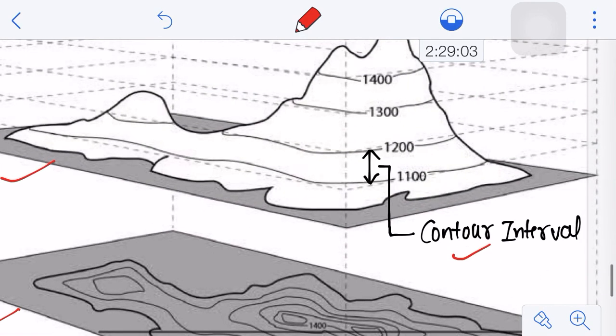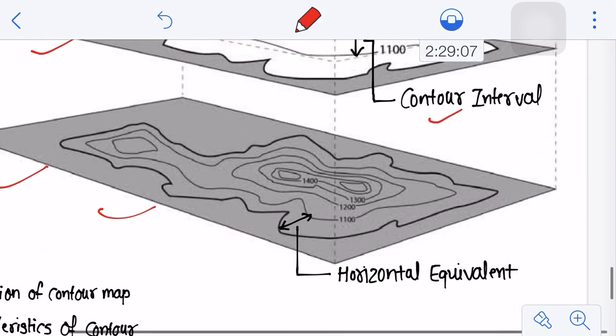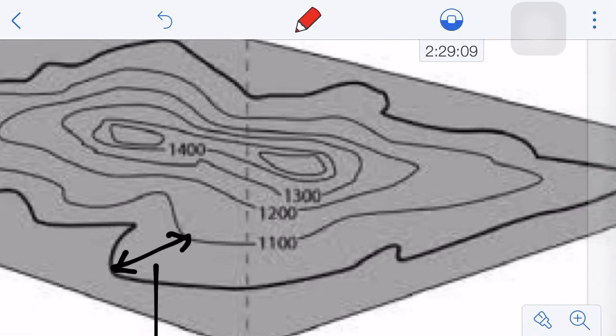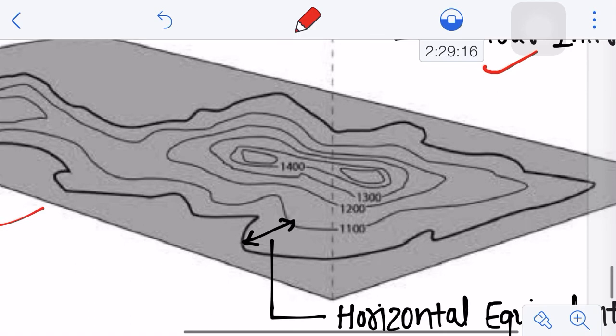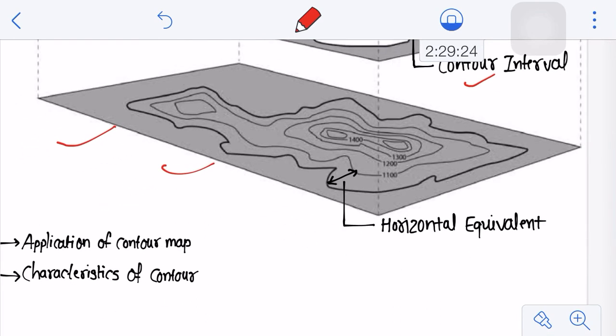So that's why, here the topography is indicating high ground. If it were in reverse order, let's say 1400 is outside, and as you move inside it is 1300, 1200, 1100, so it is indicating a depression, it will indicate a valley, right? So you should always be able to read your topography through this contour map. So these are certain characteristics of contours, right?